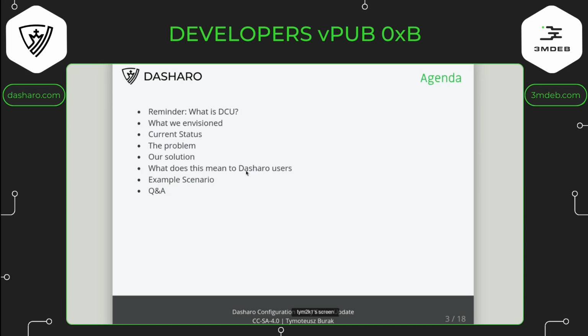So first, I'll give you a quick reminder of what exactly the Dasharo configuration utility is and what was presented during the Dasharo configuration utility introduction at Dasharo User Group 4. Then we're going to go over what we envisioned for this tool and where we are now in this roadmap. And I'll end the presentation with an example scenario of how the Dasharo configuration utility, which I'm now going to call DCU to shorten this lengthy name, might help you out in practice with your products or your use cases.